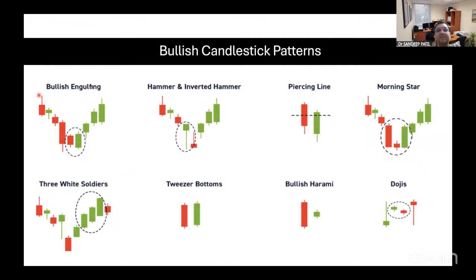So, for example, this is a trend which is going down, and at this point you have a bullish engulfing candle. That means this downtrend had stopped and the new trend had started. Similarly, hammer and inverted hammer patterns, morning star pattern. I'm not going into details because I think there is a talk on these specifically, but these are bullish candlestick patterns where you feel that the trend has changed, and now the bullish trend will start.